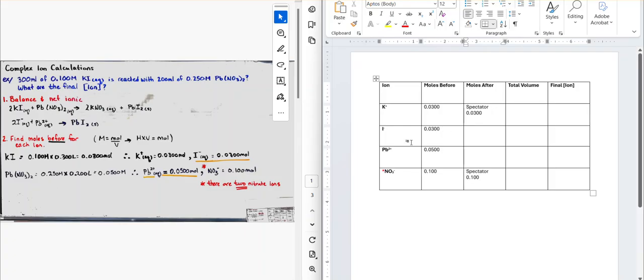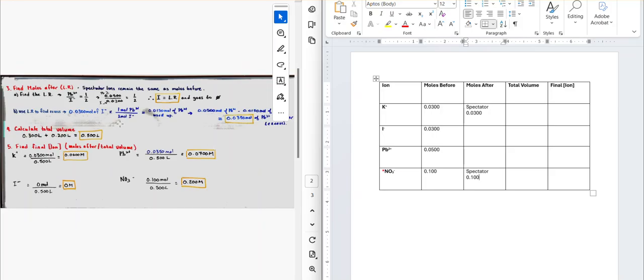So what I have to figure out now is between these two, which one is going to get used up first, because I'm going to have a limiting reagent there. So next I need to find the moles after, which I did for my spectators, but now I have to find for my limiting reagent. So I'm going to use my mole ratio here, and when I multiply, I figure out the lead side is much larger than the iodide side, so the iodide is going to be my limiting reagent. So this is going to be my LR, which means that it's going to have 0. It's gone. Everything's been pulled out as a precipitate.